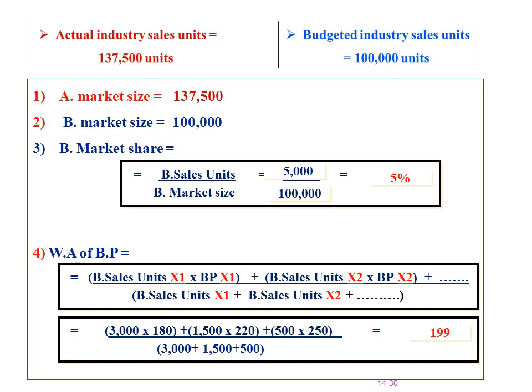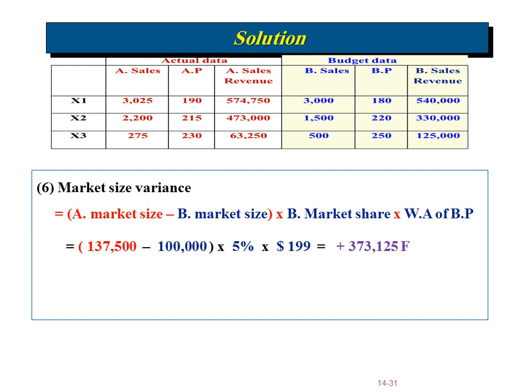Okay, here I have actual market size, budgeted market size, budgeted market share, and weighted average. All of them, I need them to calculate my variance. Don't forget, the variance is market size variance. This is the equation of market size variance: actual market size 135,500 minus 100 is the budgeted market size, times 5%, my budget share, times 199, my weighted average.